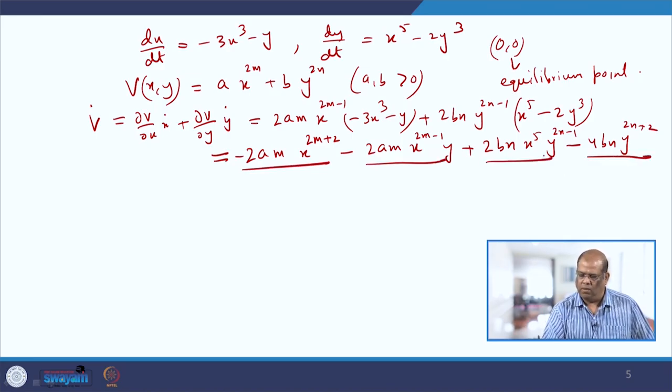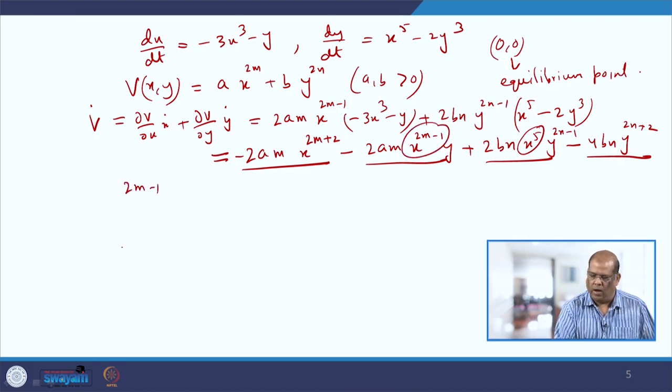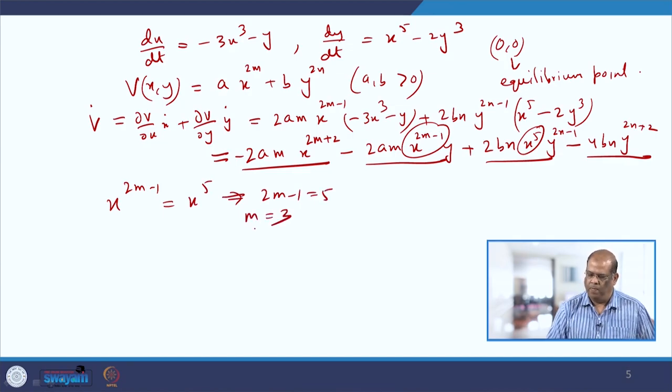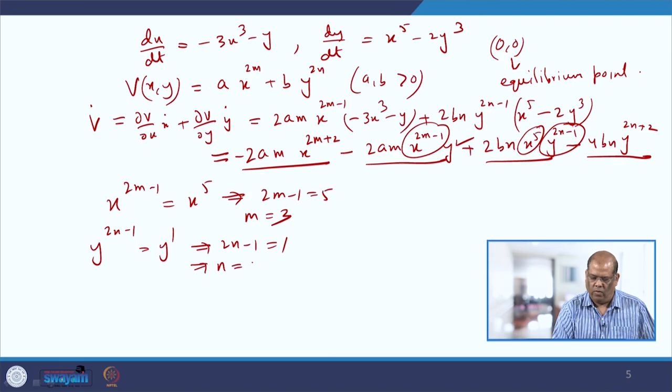The problem is with these terms, which are called indefinite terms. So, you have to choose the values of m and n in such a manner that these two terms cancel out. And for that, the power of x's and the power of y's has to be same. So, here it is x to the power 5. So, you choose x to the power 2m minus 1 must be equal to x to the power 5, which implies 2m minus 1 is 5 and m is equal to 3. Similarly, y to the power 2n minus 1 is y. So, y to the power 2n minus 1 will be equal to y to the power 1, which implies 2n minus 1 is 1 and n is equal to 1.